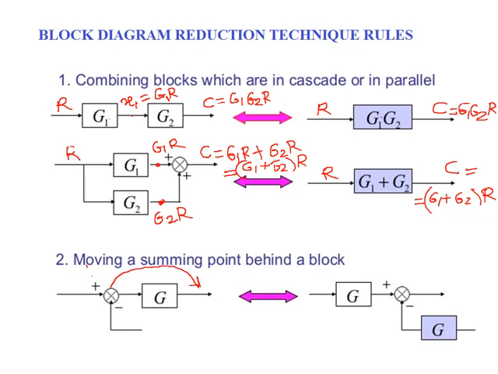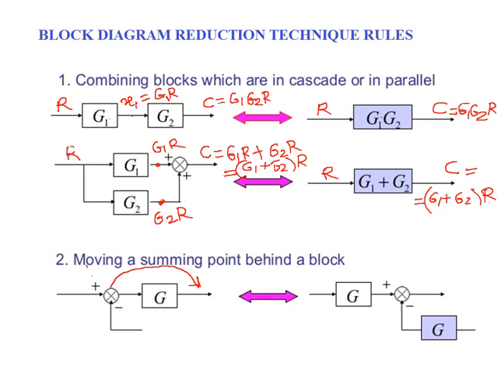So what is our requirement? Our requirement is to shift this summing point after the block. Please remember, when we are shifting the summing point after the block, if two or more signals are connected to the summing point, they will also get shifted. For that we will see after shifting what is given here.